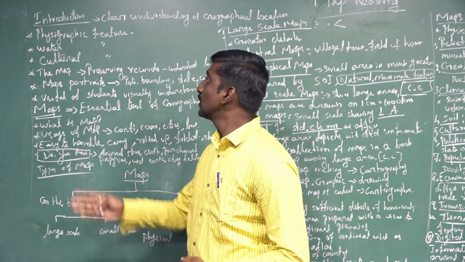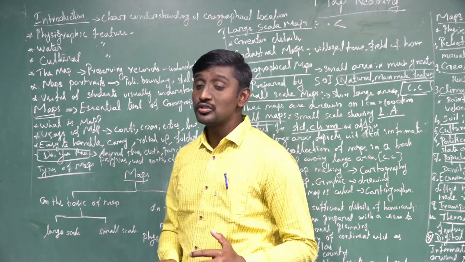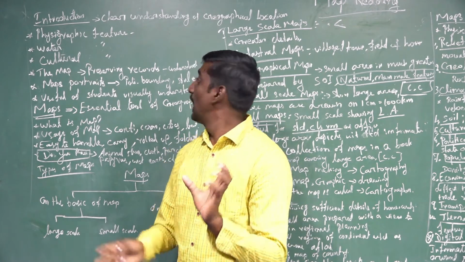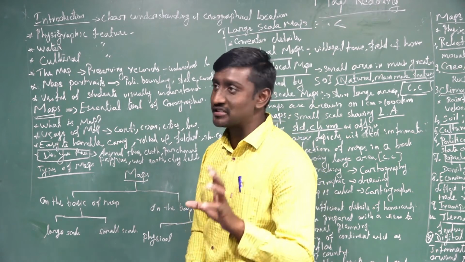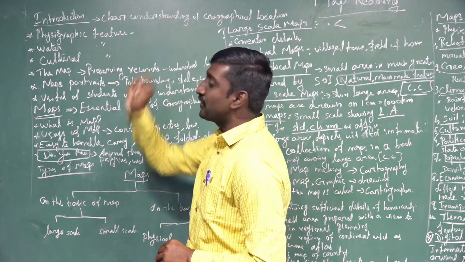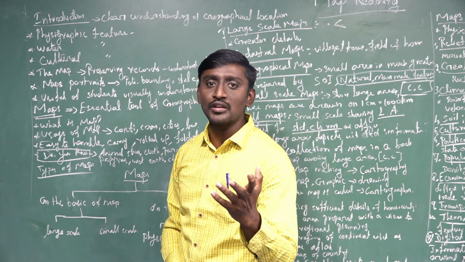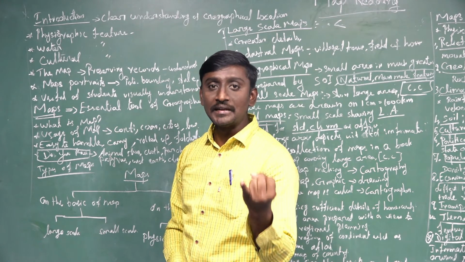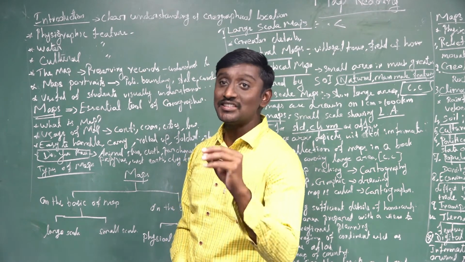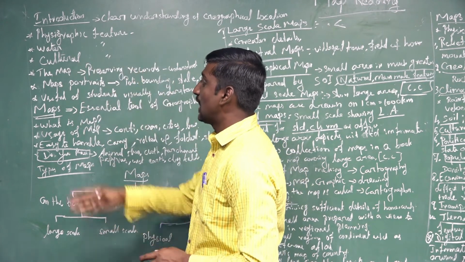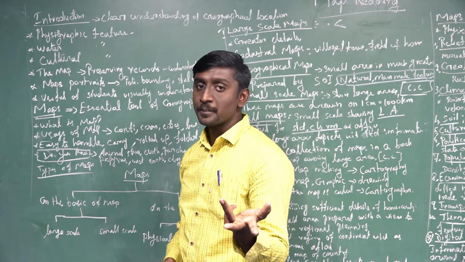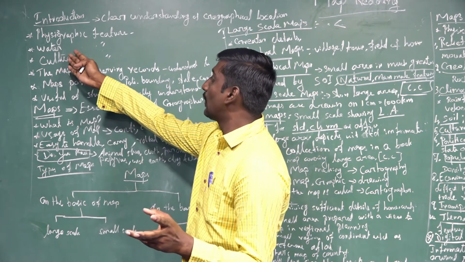Introduction of this lesson. A map gives a clear understanding of geographical locations. First of all, physiographic features. So what are the physiographic features? Nothing but rivers, plains, plateaus, mountains, valleys. These are called physiographic features. And water: the river, the ocean, and the pond. This is called water features.